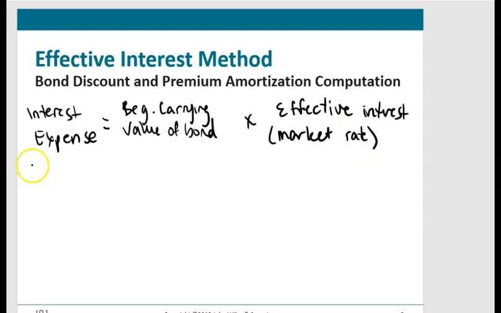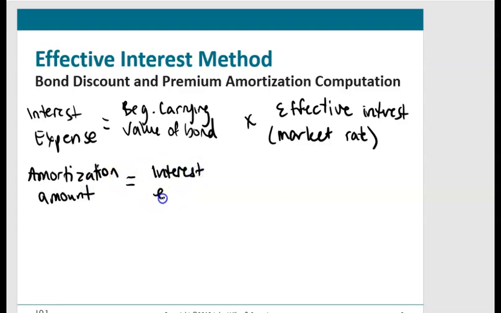And the amount of the amortization, remember the amortization is an adjustment to the interest expense. The amortization amount is equal to the difference between bond interest expense minus the amount of cash paid interest, the cash interest on the bond, which of course is equal to face value of the bond times the stated rate on the bond times time, of course.